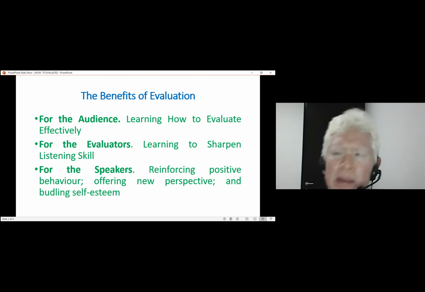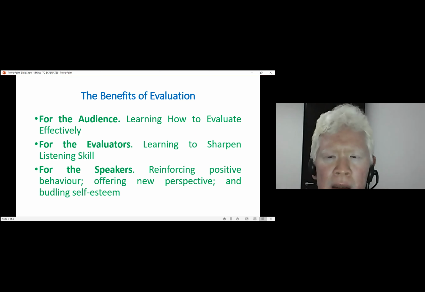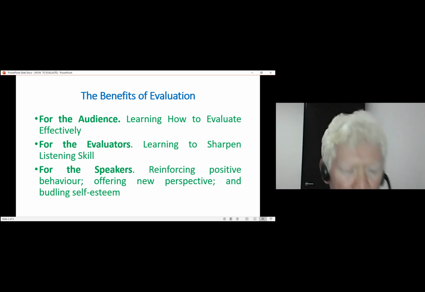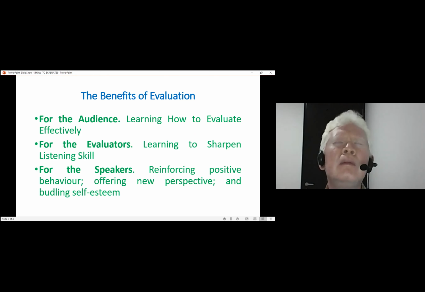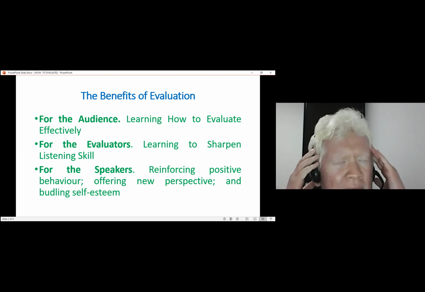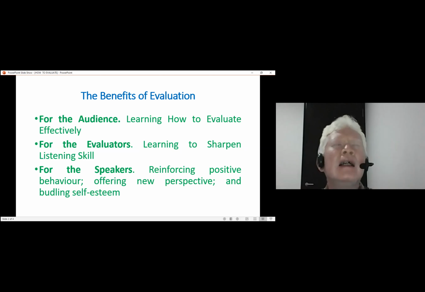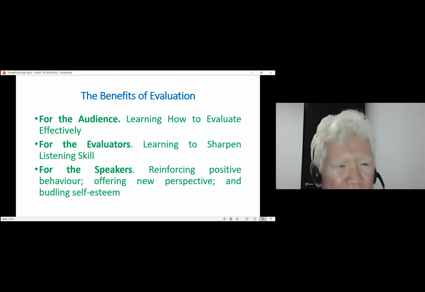And for the speakers, this might be the most important one. A good evaluation can reinforce positive behavior. What does that mean? Do you know? When we evaluate in a good way, people will be motivated. They will increase their spirit to do more speeches, to give a better version of the speech. Maybe they can say, "Oh my God, why did I not think of that before? My evaluation said that. Okay, I will give better speeches next time."